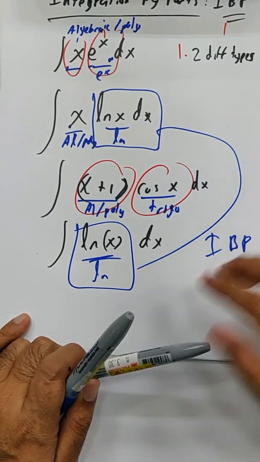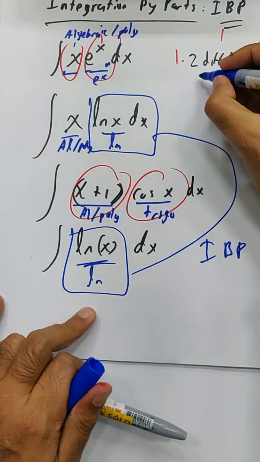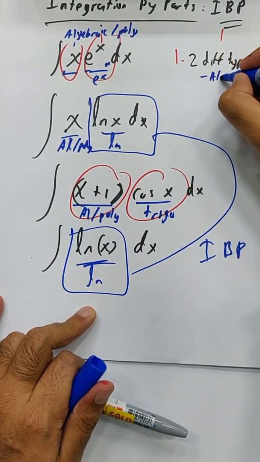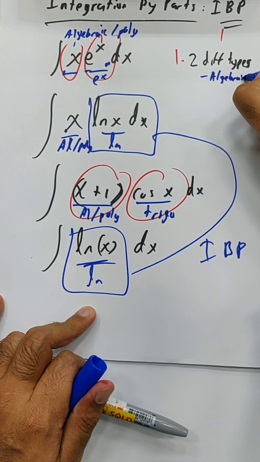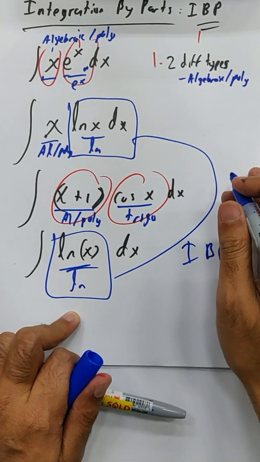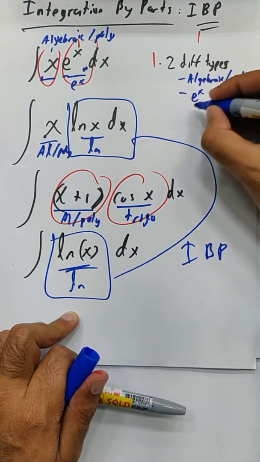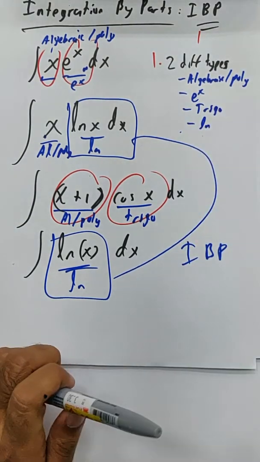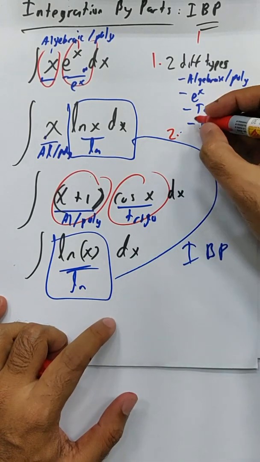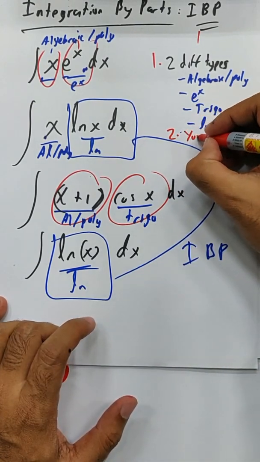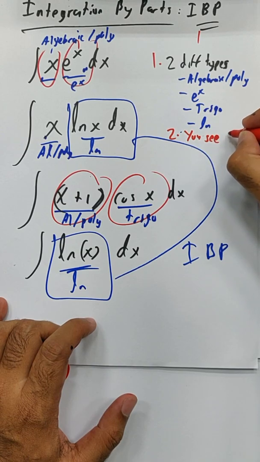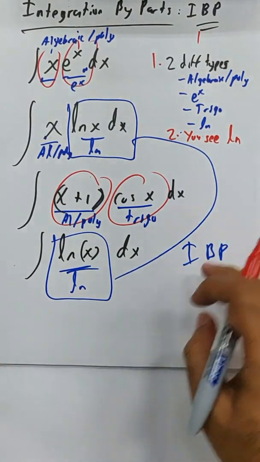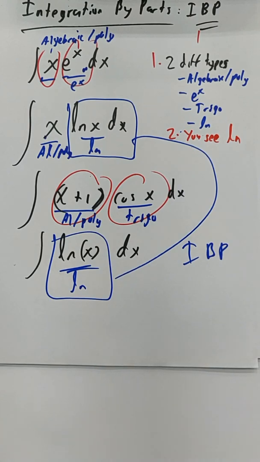What are those types? That's a good question. Algebraic or poly, exponent, trigo, and ln. Or just directly when you see ln. When you see these two things, then automatically it means you need to use IBP. Understand? Although there are some exceptions in other cases.